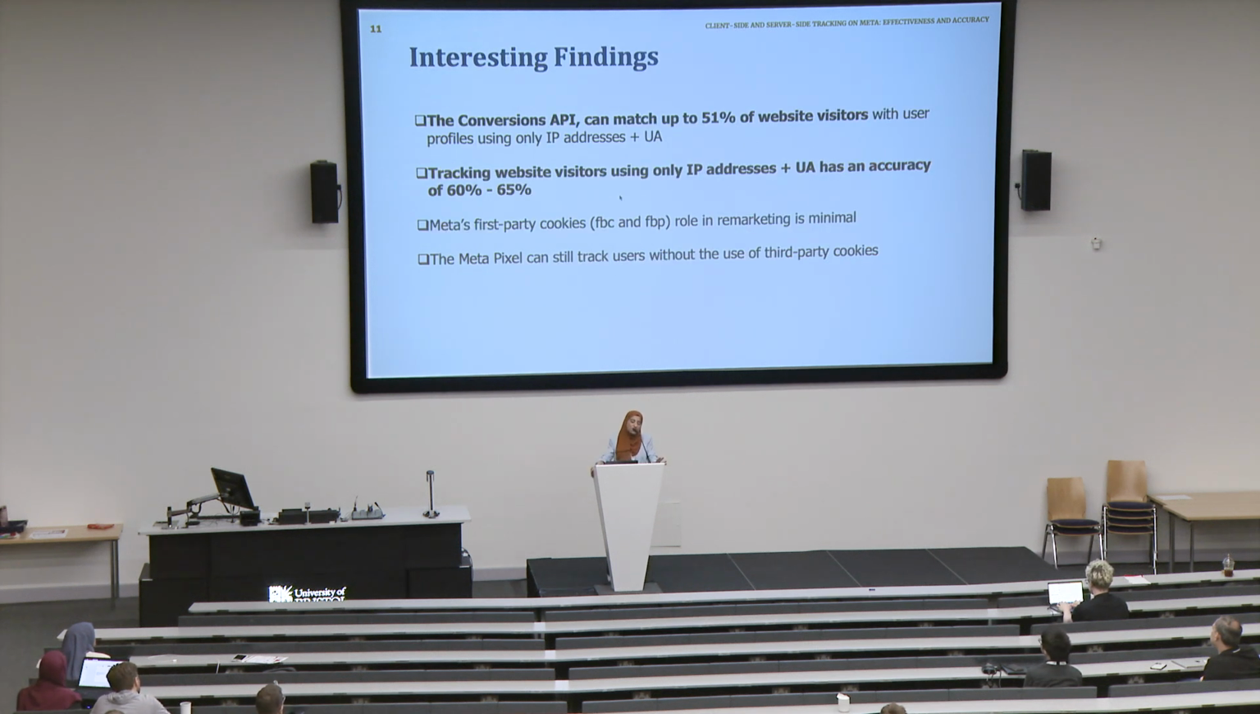So for other interesting findings from the paper, I encourage you to see it. We have a lot of interesting results. We also found that Meta's first-party cookies, the FBC and the FBP, have a minimal role in re-identifying users for remarketing purposes. We also find that the Meta Pixel can still track users on browsers that do not support third-party cookies. So it won't crash and burn when Chrome decides to block the third-party cookie.